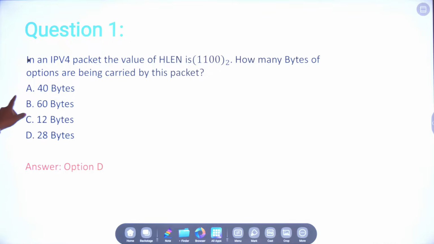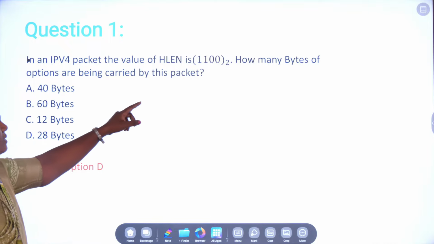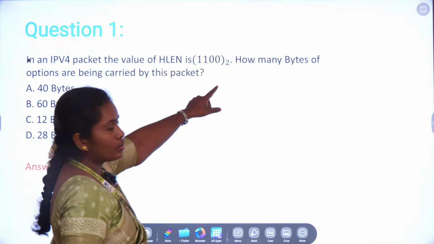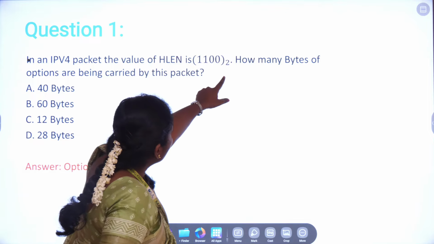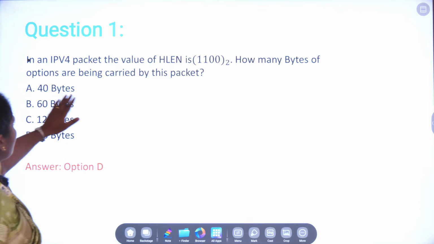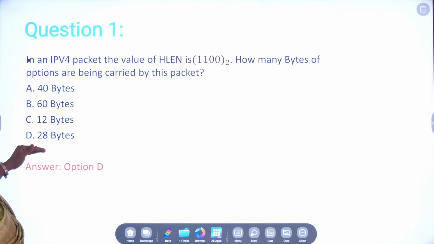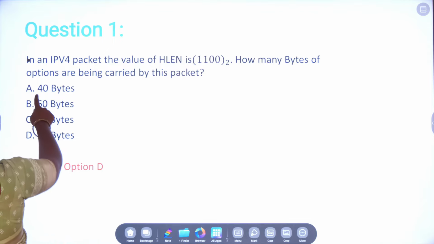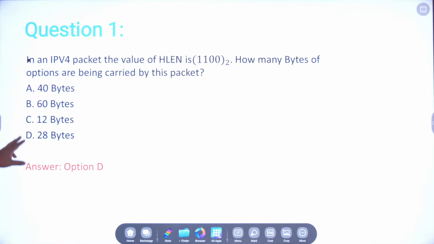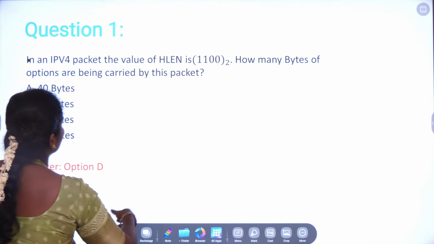The first question is, in an IPv4 packet, the value of HLEN, that is header length, is 1100 given in binary. How many bytes of options are being carried by this packet? We have to convert this into decimal. The given options are 40 bytes, 60 bytes, 12 bytes, and 28 bytes. We'll see how it is.